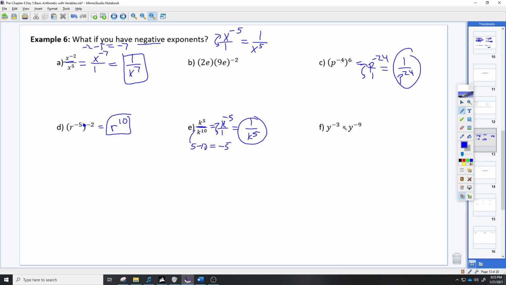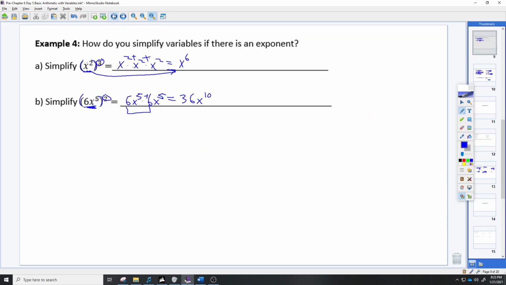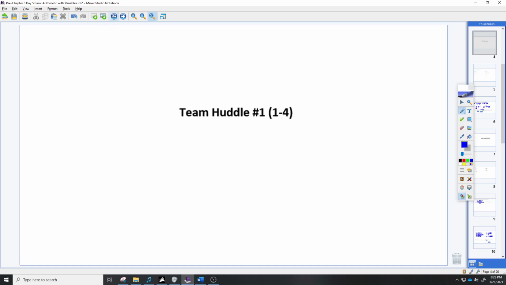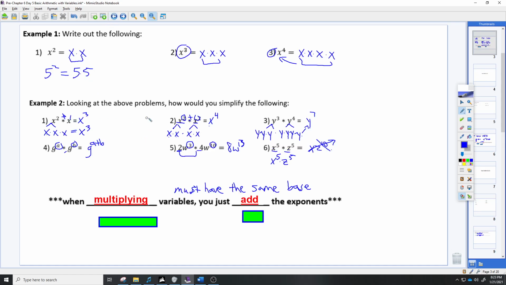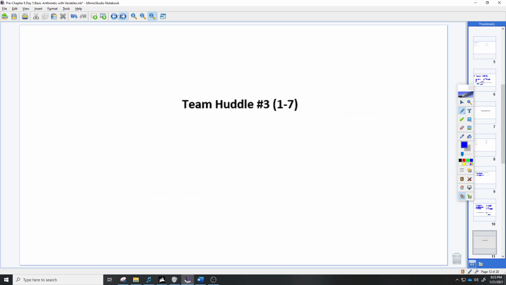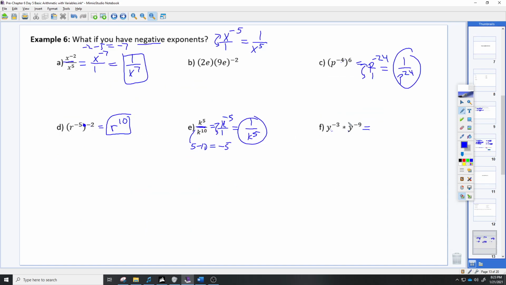We have y to the negative 3rd times y to the negative 9th. So let's put them together if we can first, and then we'll deal with the negative. So you have negative 3 and negative 9. When they're separate like this, it's like the very first kind we did. If I go all the way back, what was it? Like these ones here. If they're separate like this, when you're multiplying the variables together, you have to add the exponents. This is the addition one. So we have to add these two together.